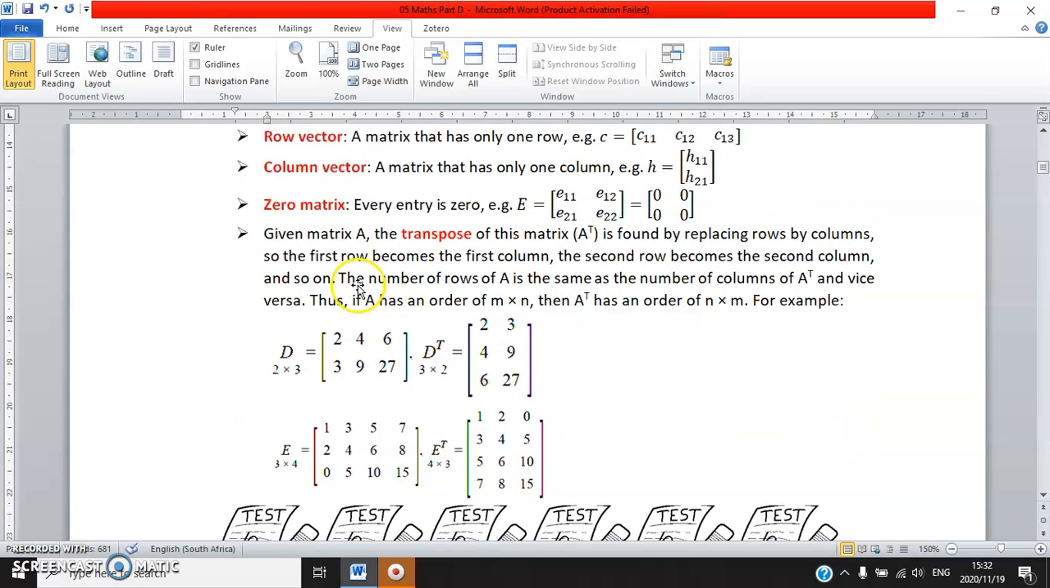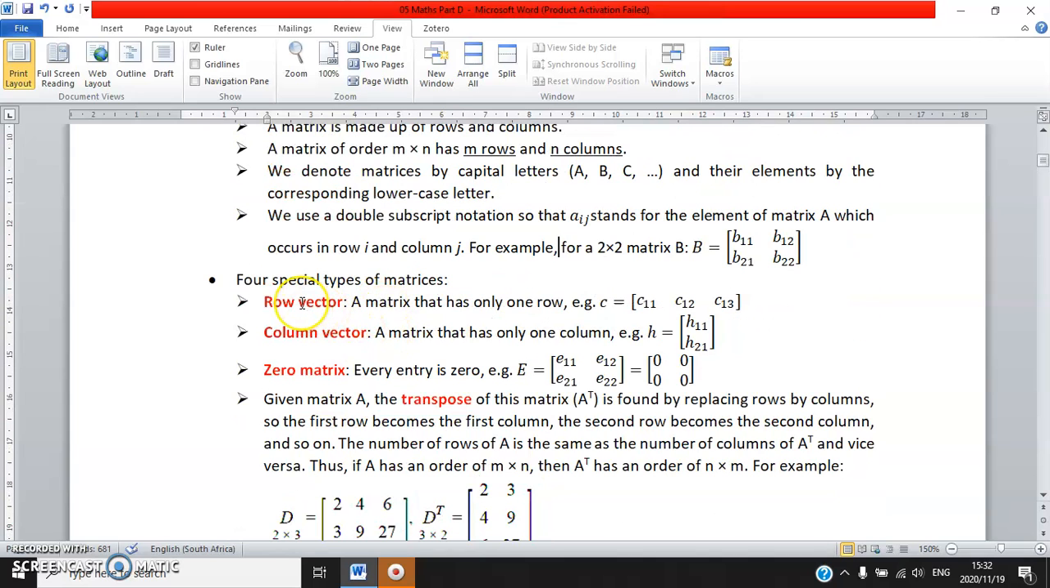There are 4 special types of matrices. If we have a row vector, it means there's only one row. Okay, this is an example. It is a row vector, but I can also say this is a 1 times 3 matrix. 1 row, 3 columns. So C11 means the element in the first row, first column. C12 means first row, second column. And C13 means first row, third column. But overall, we call it row vector.